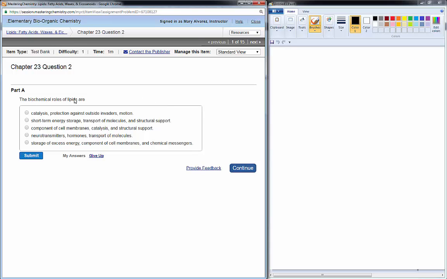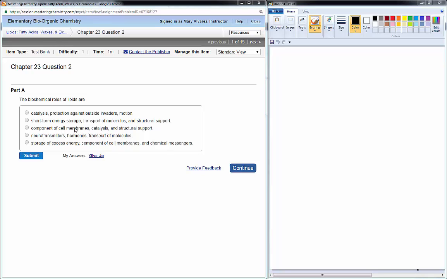First of all, what do lipids do? What are they good for? And we've got a number of options here. They do not catalyze reactions. That would be proteins. That would be enzymes. Short-term energy storage, that's talking about glycogen, which is a sugar, so we can rule that out.